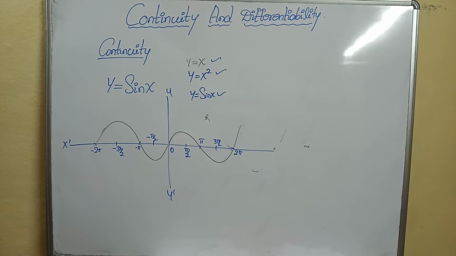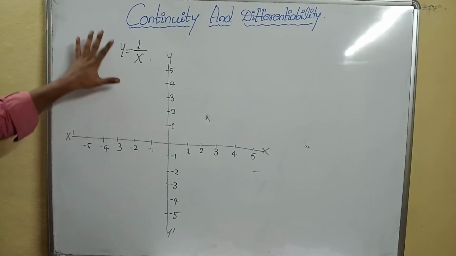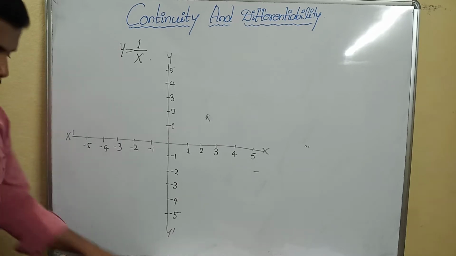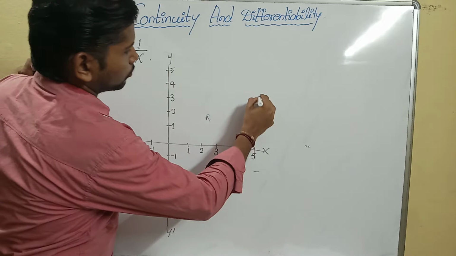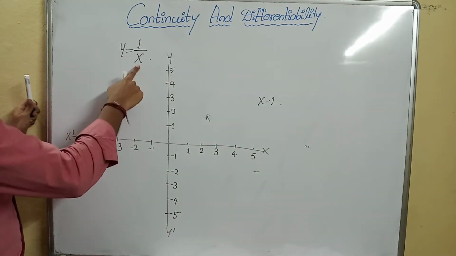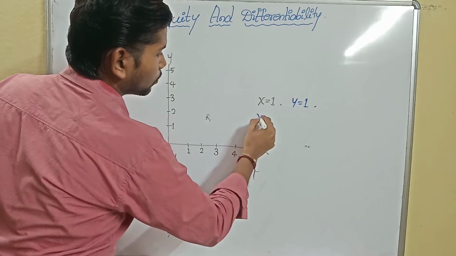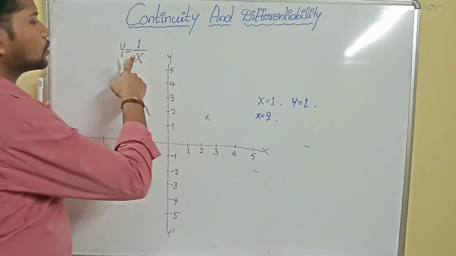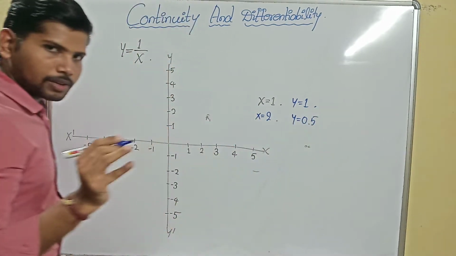Now the next example I'd like to take is a discontinuous function. Concentrate. The next example is about discontinuity, y is equal to 1 by x. How do we have to understand this one? Concentrate on the board. If x is equal to 1, 1 by 1, y will be 1. Got it? What about x is equal to 2? X is equal to 2 means 1 by 2, which is 0.5. Got the point clearly?